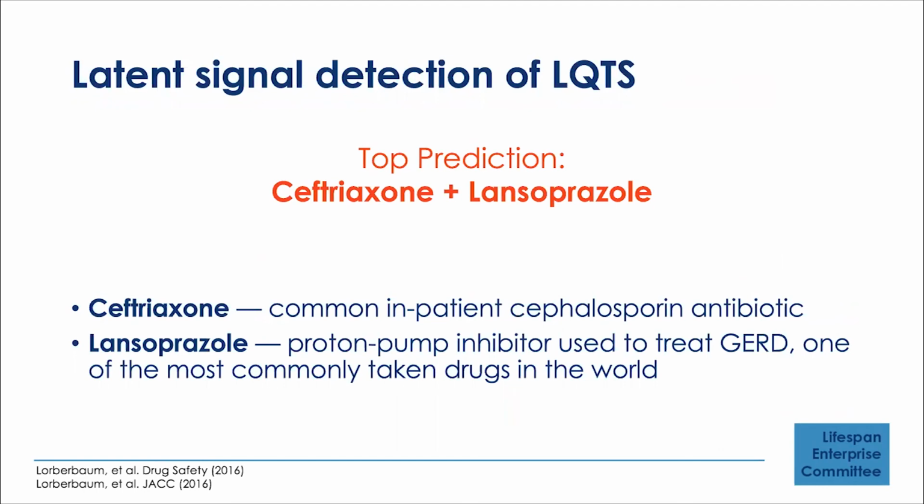Ceftriaxone is a very common inpatient antibiotic. In fact, it's a first-line antibiotic at our hospital here at Columbia University. And lansoprazole is a proton pump inhibitor. It's one of the most used drugs in the world. You can actually buy it over the counter as Prevacid, among other brand names. Now, an interaction between them, especially one that causes a dangerous heart arrhythmia, could have very severe consequences.